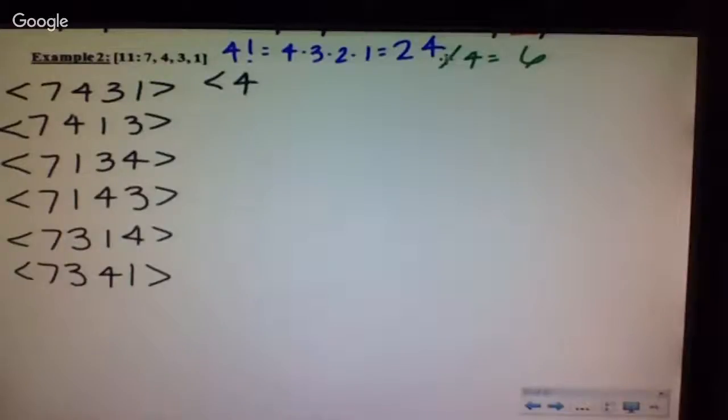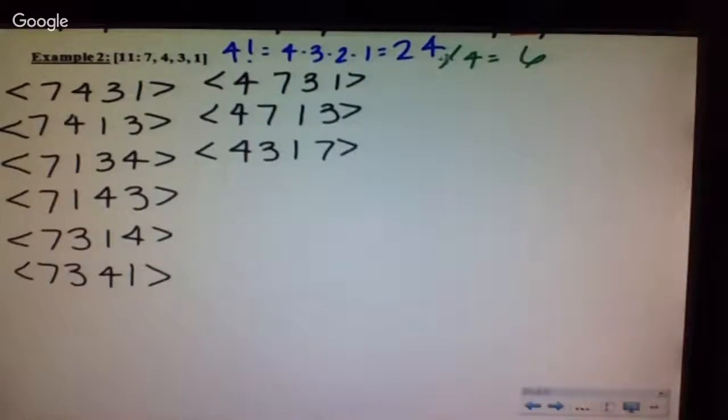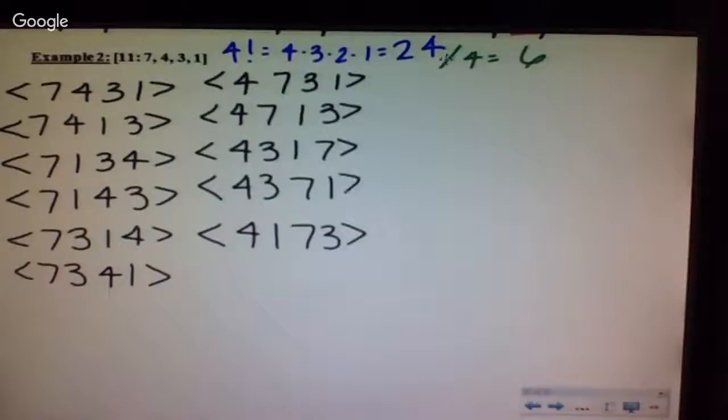Now you're gonna have 6 that start with 4. So 4 7 3 1. 4 7 1 3. 4 3 1 7. I didn't say this was a short process. 4 3 7 1. 4 1 7 3 and 4 1 3 7. Okay, this is why this is the last one on the test. This is the longest one.